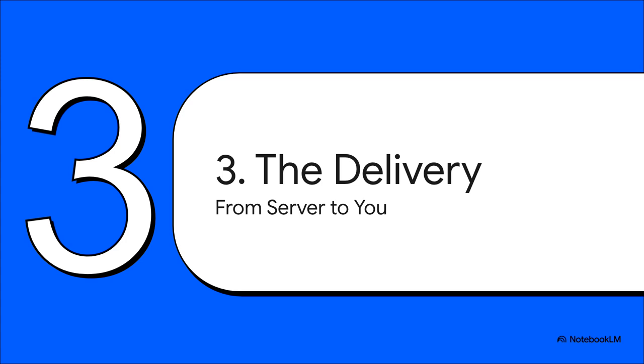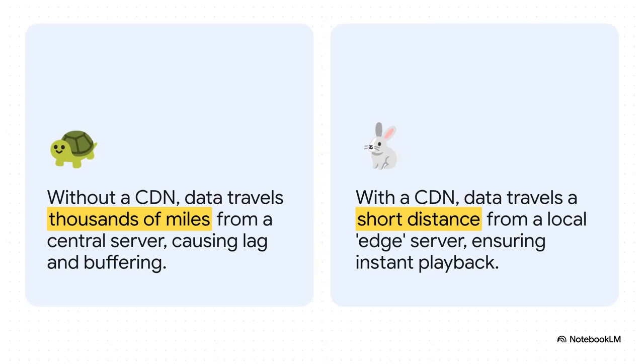Now you've got to get the right version of that file to someone who could be thousands of miles away, and you've got to do it instantly. So welcome to the global relay race of data delivery. The magic behind this is something called a content delivery network, or CDN. Just think about it for a sec.